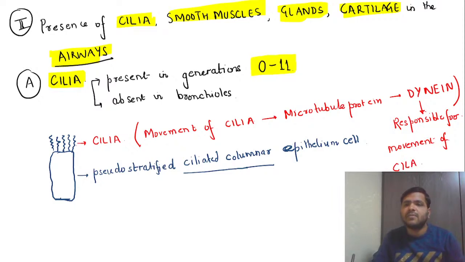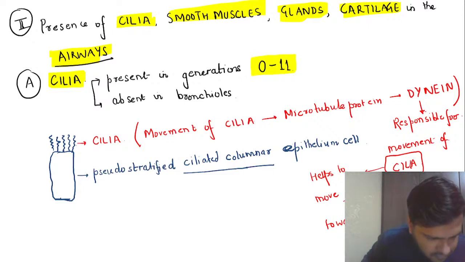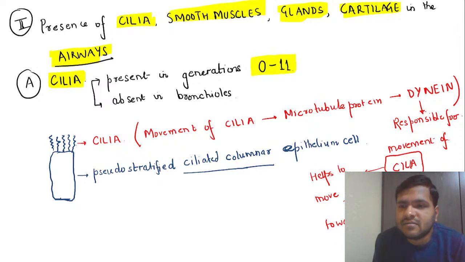And this cilia helps to move sputum. When I say sputum, जो खांसी आती है ना आपको बलगम वाली, that balgam is called the sputum part. It helps to move the sputum towards the nasopharynx. So it is responsible for the movement of cilia.